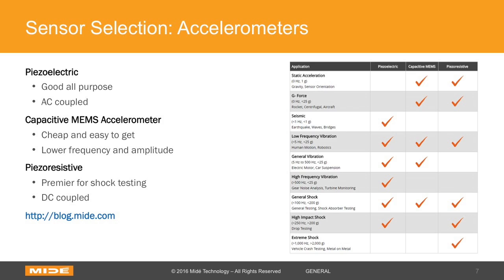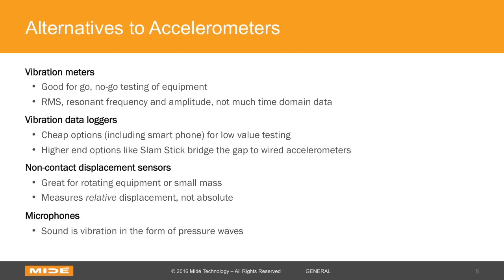So use this table here as a nice reference for different applications in which sensor type is best for you. But let's talk about some alternatives to accelerometers. For alternatives, you can look at vibration meters for one, which you'll see a lot in industrial applications when they're trying to do equipment maintenance and monitoring.